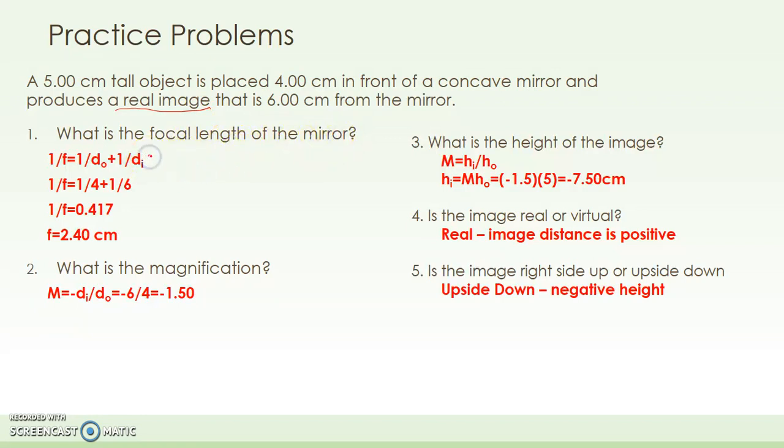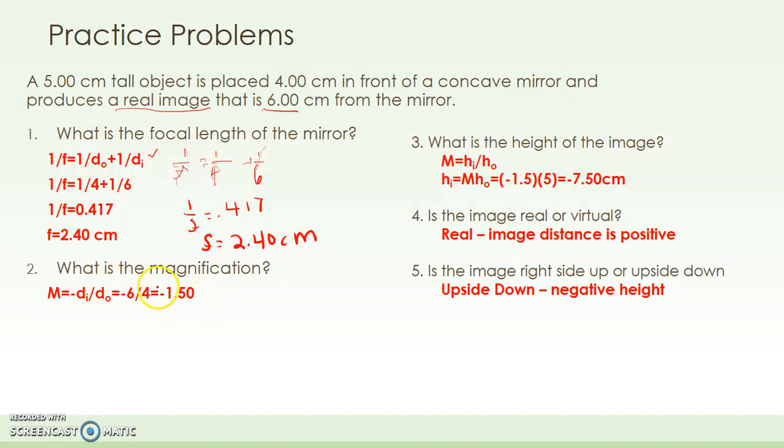So we use the mirror equation. We plug in what we know. We obviously don't know the focal length. We do know the object is placed 4 centimeters, so that's the distance of the object, plus the distance of the image, which is 6.0. And since it's a real image, we're going to leave it positive. We plug that into the calculator, and we should get 1/f equals 0.417. So we solve for f, and we will get 2.40 centimeters.